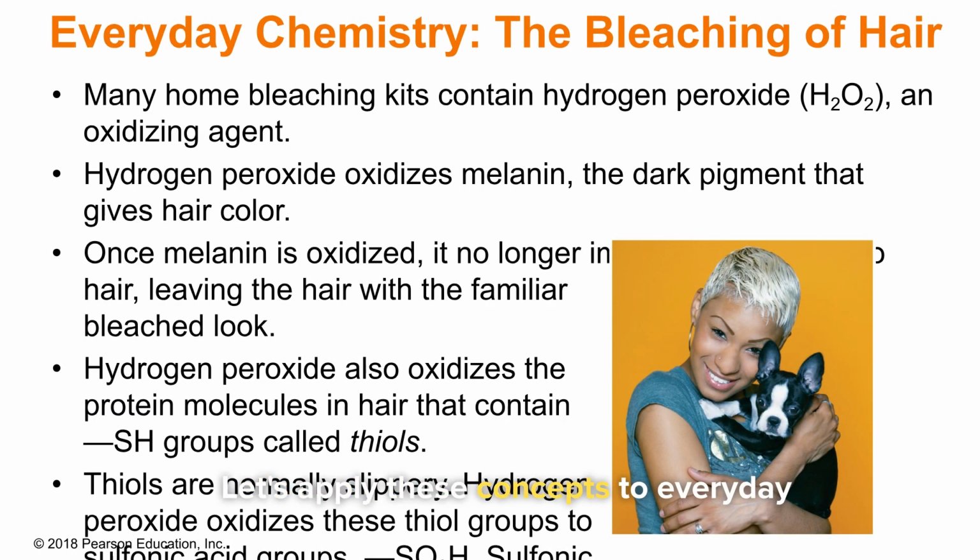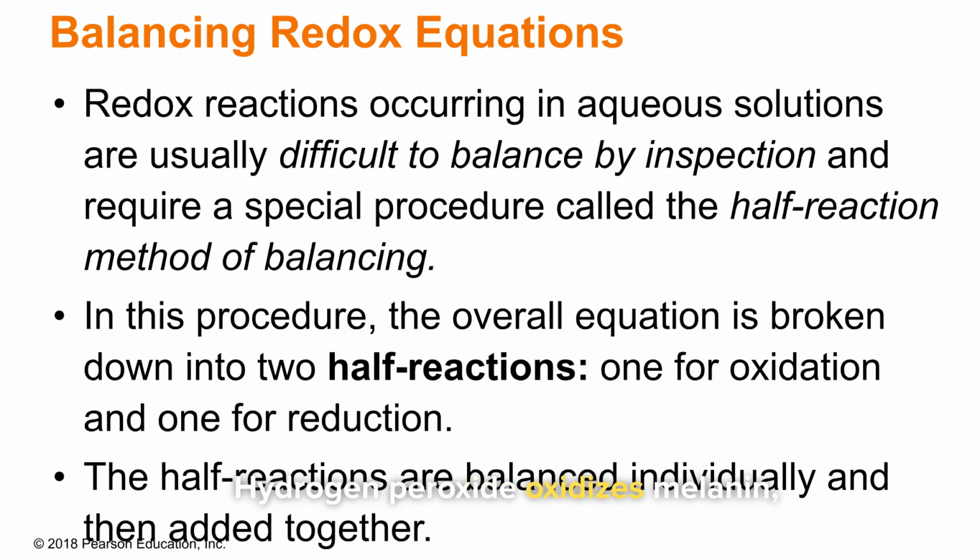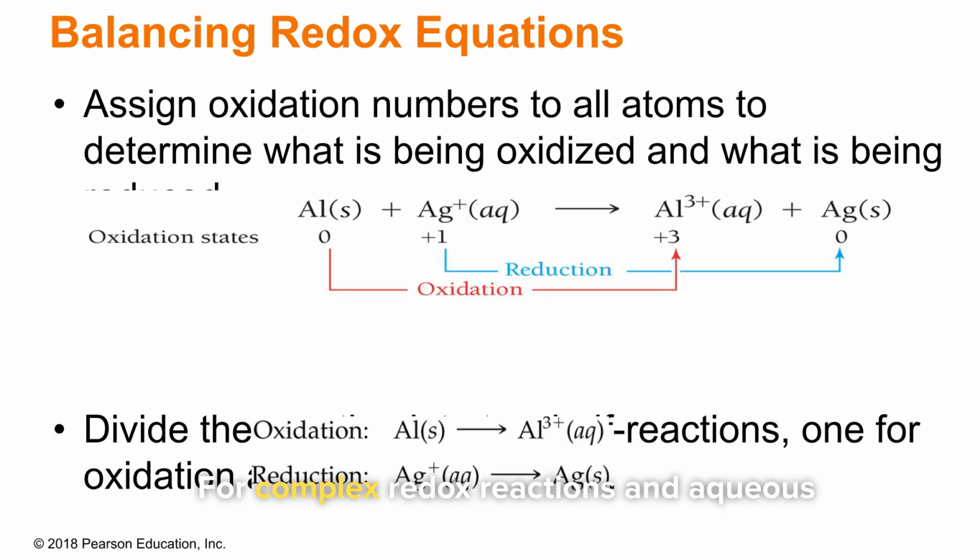Let's apply these concepts to everyday chemistry. Home hair bleaching kits use hydrogen peroxide, a powerful oxidizing agent, to remove color. Hydrogen peroxide oxidizes melanin, eliminating dark pigment. It also reacts with thiol groups in hair proteins, converting them to sticky sulfonic acid groups, which explains why bleached hair often tangles. For complex redox reactions in aqueous solutions, we use the half reaction method, splitting the process into separate oxidation and reduction steps to balance them systematically.